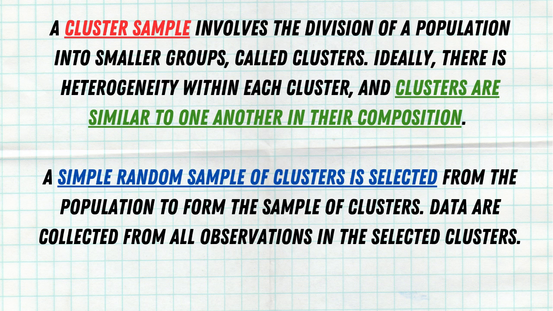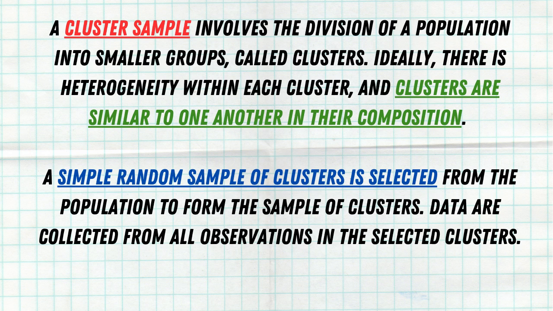The third type of simple random sample technique is a cluster random sample. Let's talk about the definition real quick. A cluster sample involves the division of a population into smaller groups called clusters. Ideally, there is heterogeneity within each cluster. That means within each cluster, they're very, very mixed up. Each cluster is very, very different within. And clusters are similar to one another in their composition.